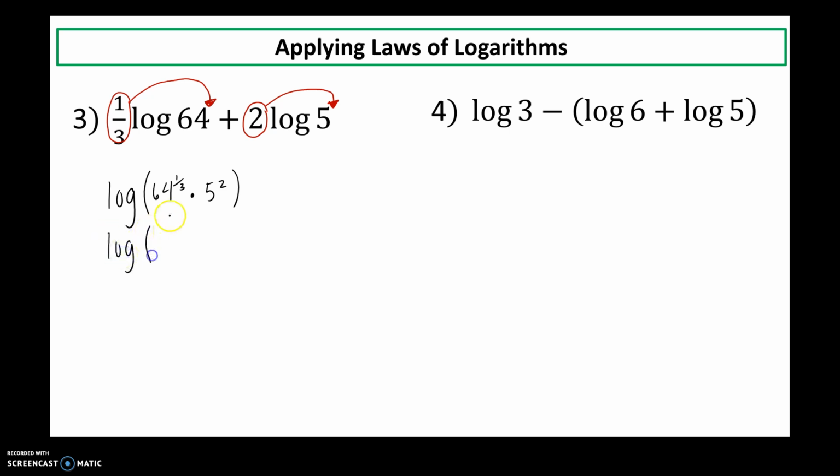Log. The cube root of 64 is 4. 5 squared is 25. So I have the log of 100. And now the log of 100, to evaluate this, 10 raised to what power would give me 100? So my answer is 2. In expanded form, we can't simplify or evaluate this at all. But when we condense it, we can in fact find an answer.